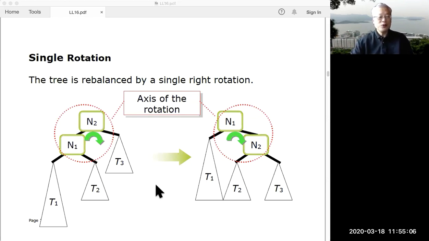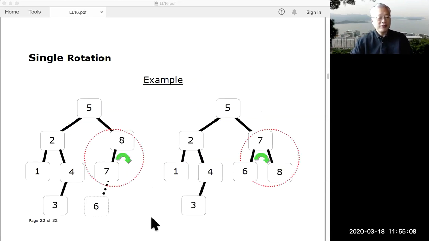So let me show you one concrete example. Suppose we insert this 6, okay? Initially we have this tree, and then we want to insert the 6. Now look at this. Before the 6 is inserted, the tree is balanced. Can you see that? You can check, right? Nothing wrong with the tree without this 6, okay?